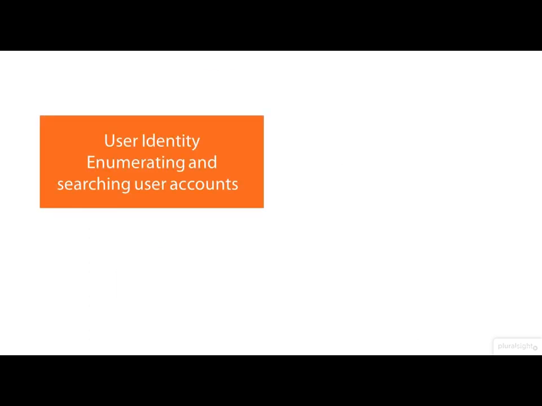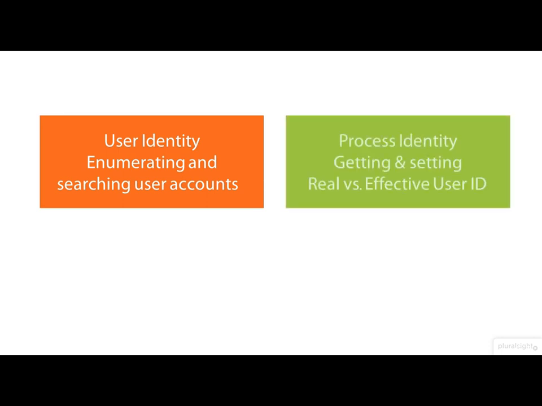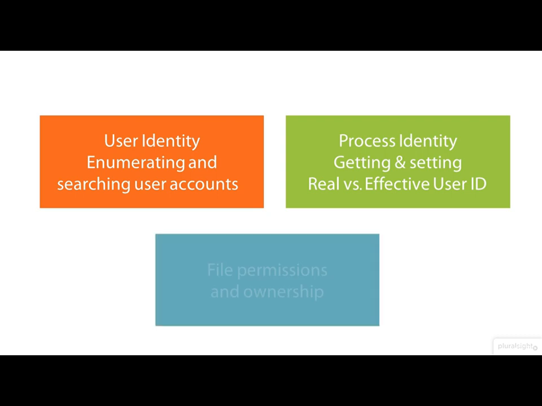So, as I say, we'll look at user identity. We'll see how to search and enumerate the list of user accounts. We'll look at the idea of process identity and in particular the important distinction between the real and effective identity of a process. And we'll talk about the file permissions and ownerships. Remember, all of this is through the eyes of a systems programmer.